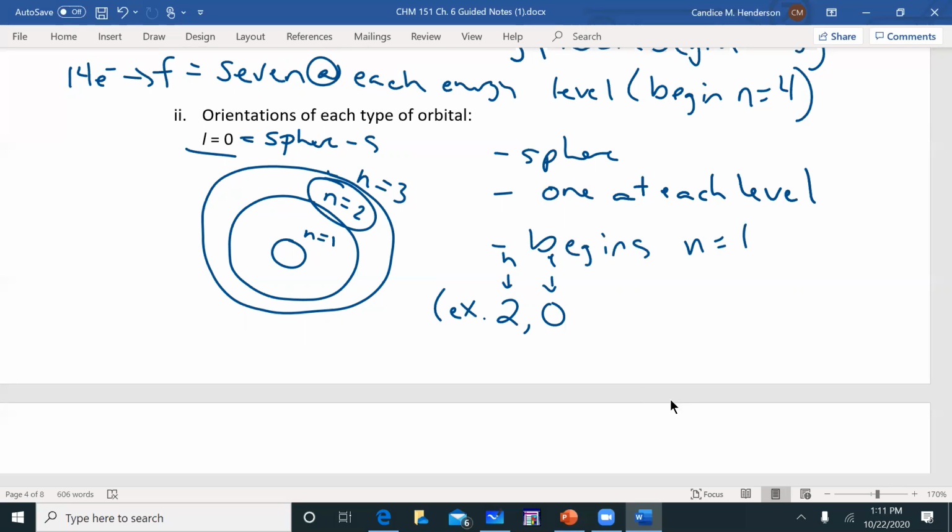And then the last thing that you're going to do is your magnetic value, or what your orientation is. Like, how many different orientations can you possibly have? Now your ML is going to be 0 for all spheres, orbitals. So this will be 0. This is your ML number.